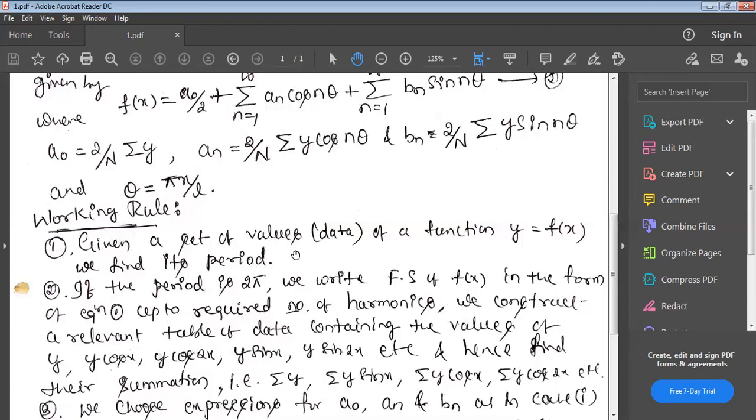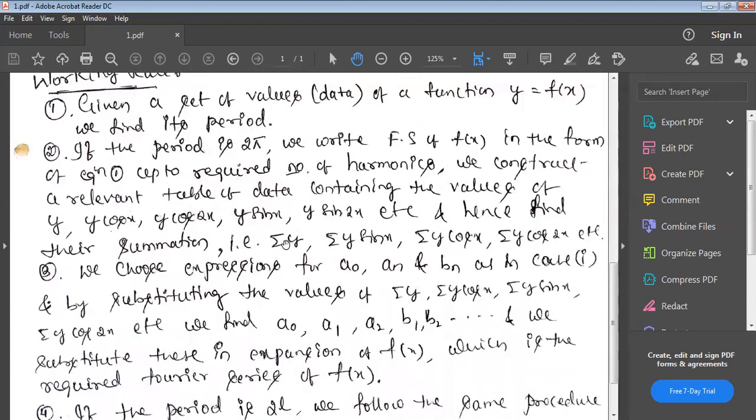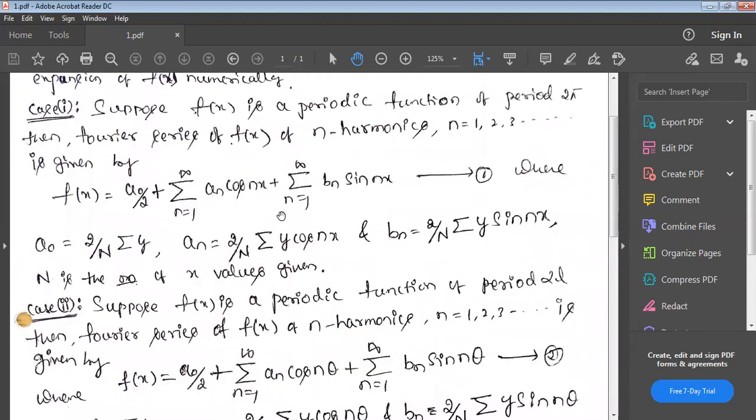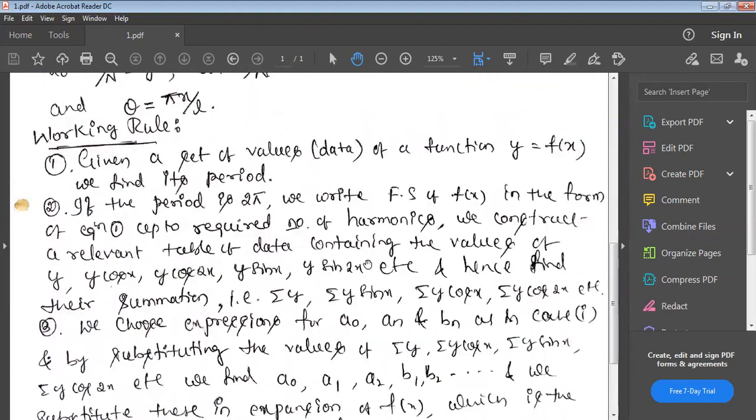After identifying the period, suppose your given data is a periodic problem of period 2 pi. Then we write the Fourier series of f of x in the form of equation 1. That means in case 1 you have written this, we have called it equation 1. So we write the Fourier series of f of x in this form, up to the required number of harmonics. They'll ask up to 2 harmonics, 3 harmonics, like that.